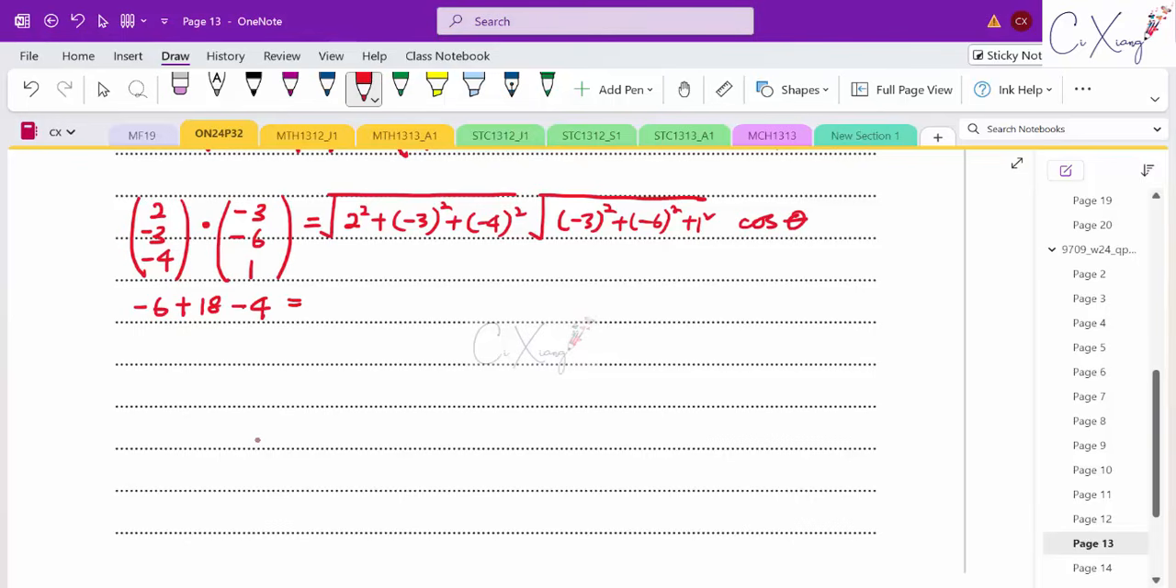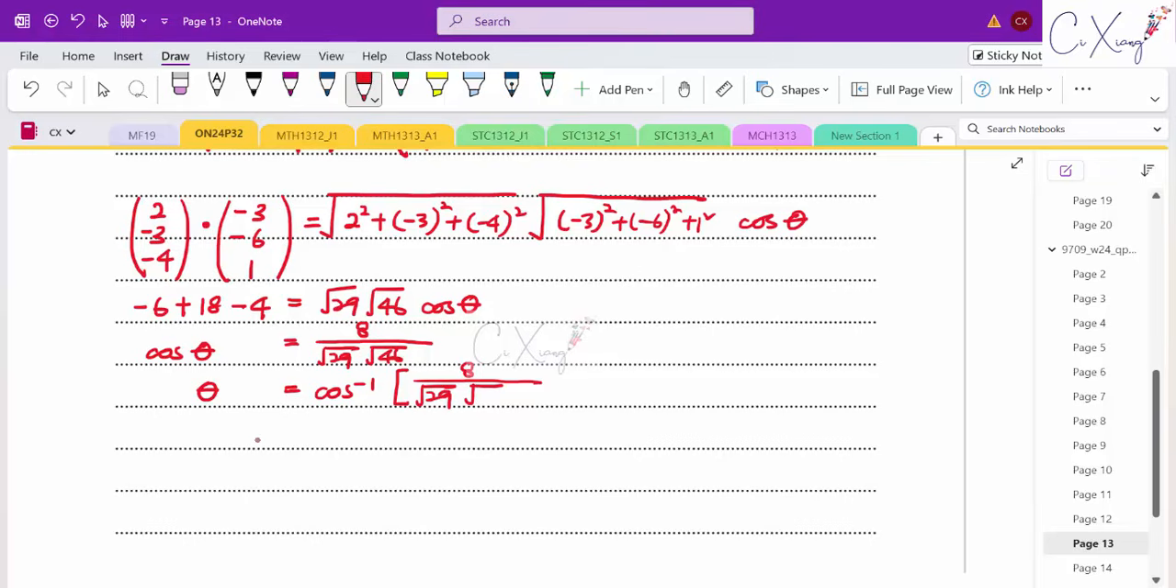Then on the right hand side, I will be having square root 29, square root 46, then cos theta. Okay, so before I can get the value of cos theta, I simplify all the values first. Right hand side is 8, then I bring the square root over, become square root 29 and 46 as a denominator. Then to get the value for theta, you are taking cos inverse. So 8 divided by square root 29 and also square root 46.